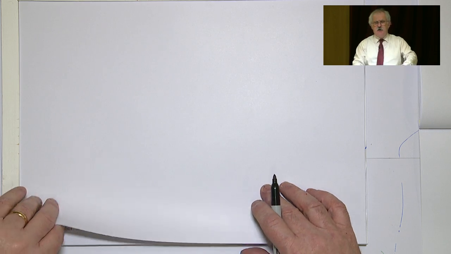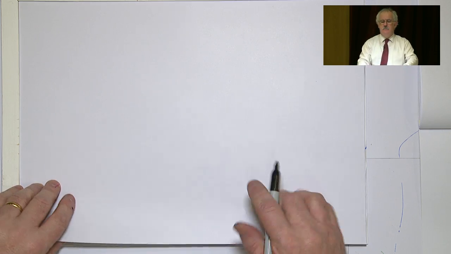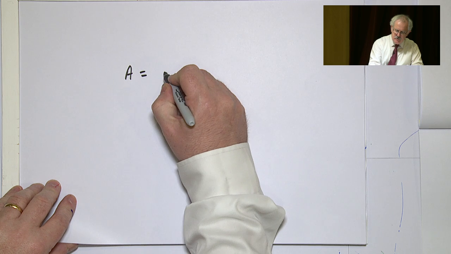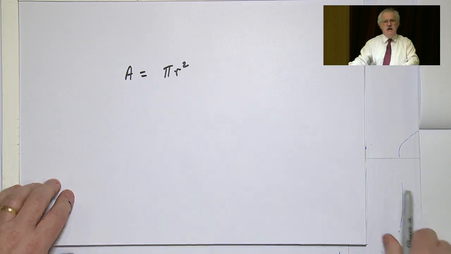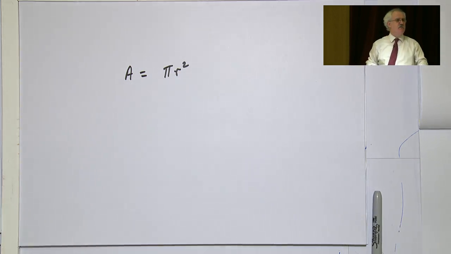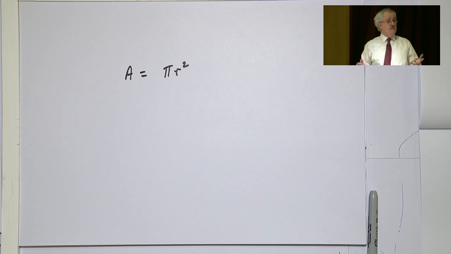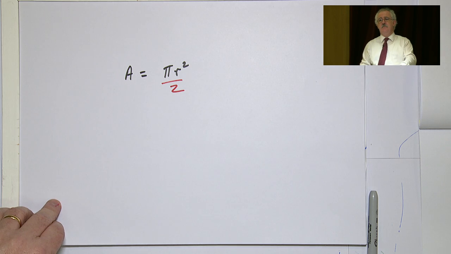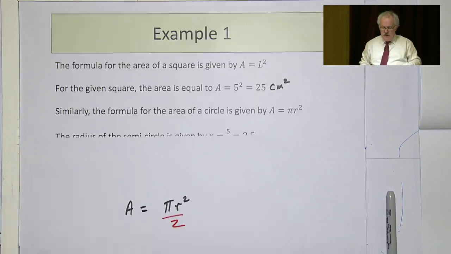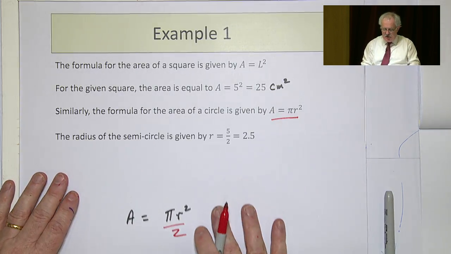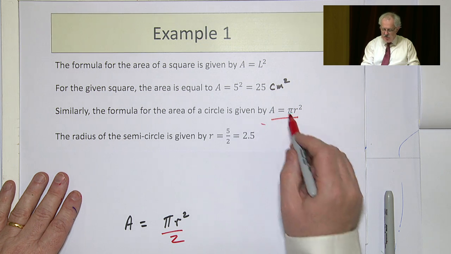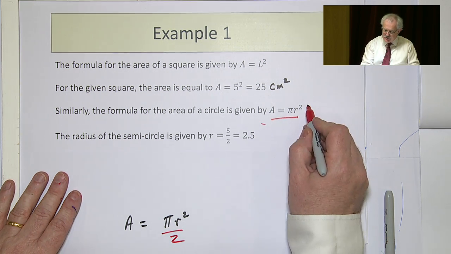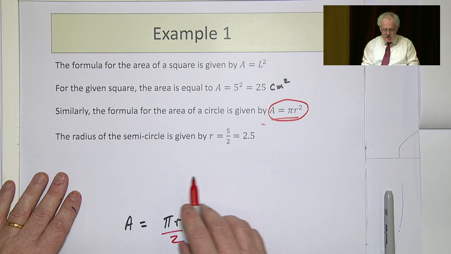What's the area of a circle? A is equal to pi r squared. Do we have an equation for the area of a semicircle? I don't know whether it's in the tables, but let's assume that it's half. So we know that's for the circle, so it must be half that really. Pi r squared would be the area of a circle.